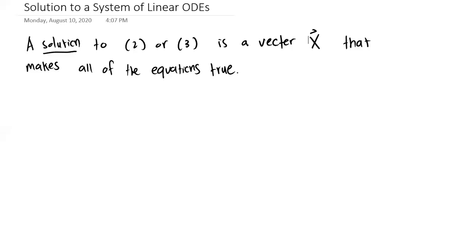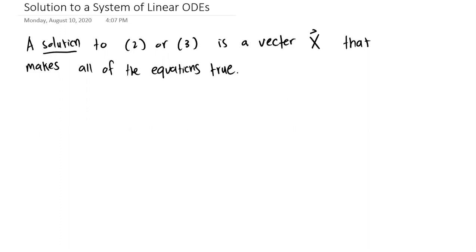Hello class. So in this video, we'll finally explain what it means for a vector to be a solution to a system of first order linear equations. What a solution is here is what it was in the previous case, which is just a set of functions that satisfy the differential equations. So here I just wrote them as 2 or 3.